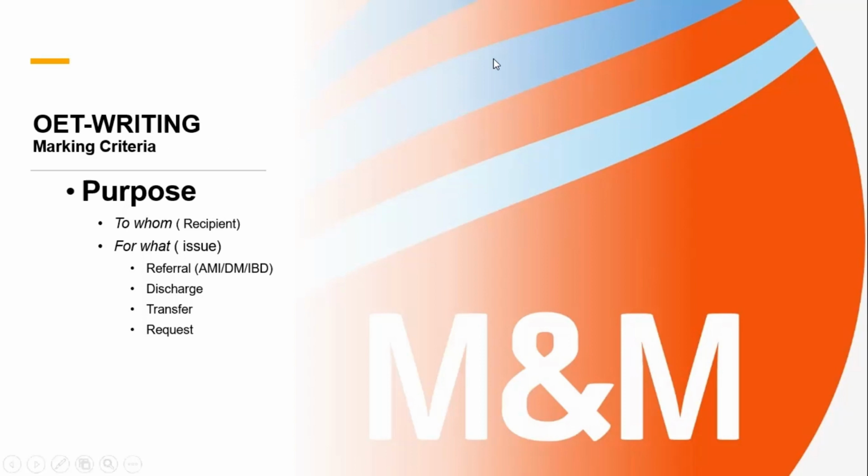I will display the case notes in a moment. This is the first thing that you have to see in the writing task, right? And secondly, what is the issue? Irrespective of the writing task, whether it's a referral letter, a discharge letter, or whatever type of letter it would be, you have to see what the issue is. According to the issue, we have to organize the information.